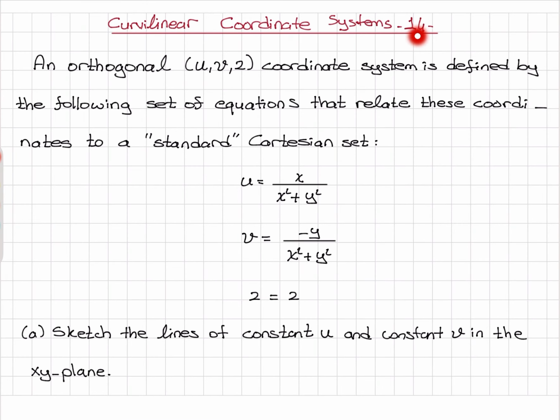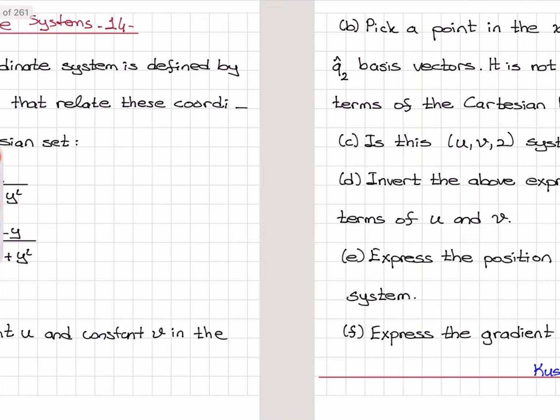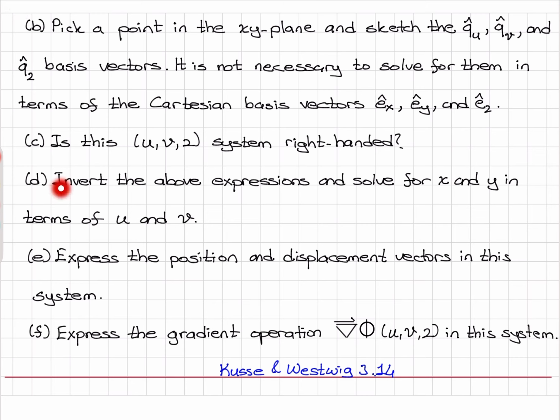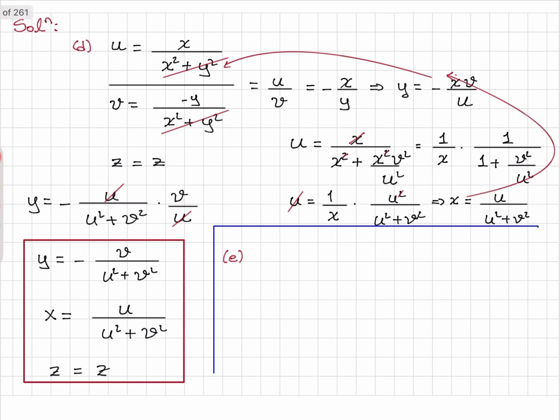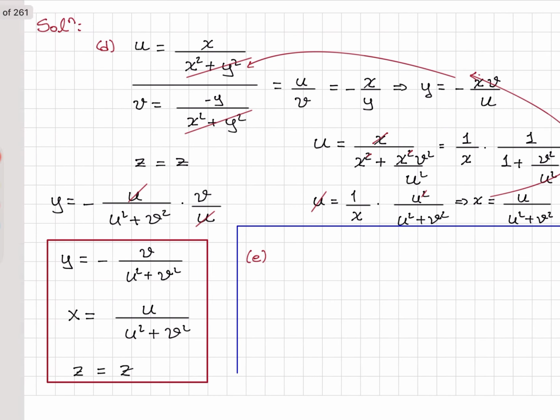Curvilinear coordinate systems, problem 14. An orthogonal u, v, z coordinate system is defined by the following set of equations that relate these coordinates to a standard Cartesian set. We have already done part D, which is to invert the above expressions and solve for x and y in terms of u and v. And we came up with this set of equations.